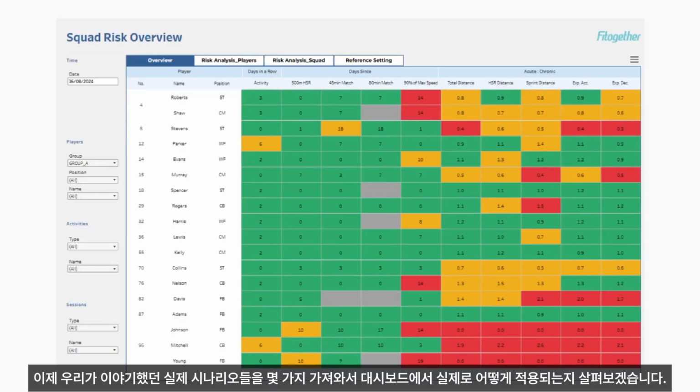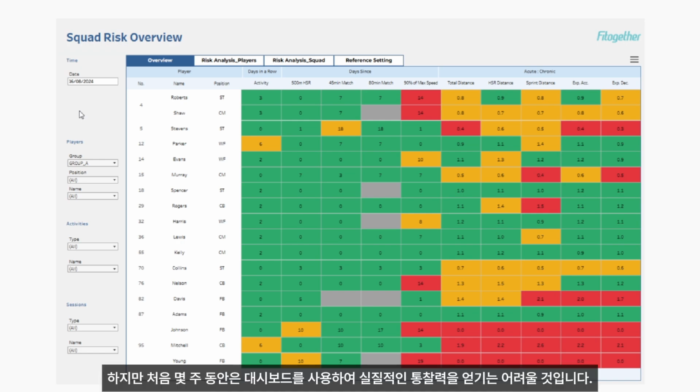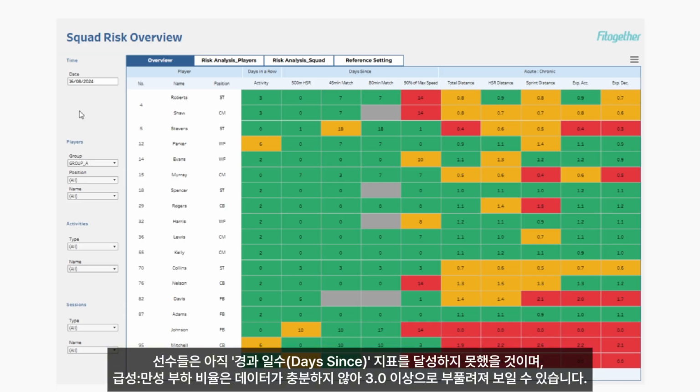Now, let's take some of those real-world scenarios we've talked about and see how they actually play out in the dashboard. First of all, remember that your data has to start somewhere. If it's the first day of preseason, that's absolutely fine. But for the first few weeks, the dashboard will be difficult to use for any real insights. Players won't yet have achieved their days since metrics, and their acute to chronic ratios will often look inflated, maybe sitting above 3.0 simply because there's not enough data behind them.